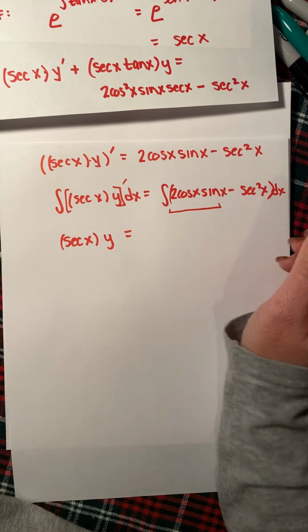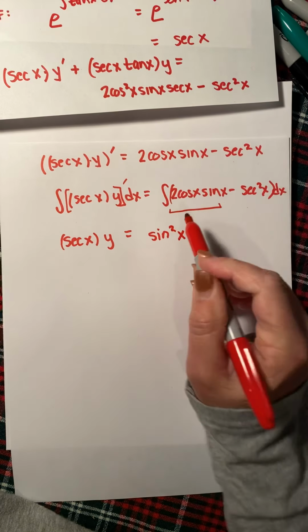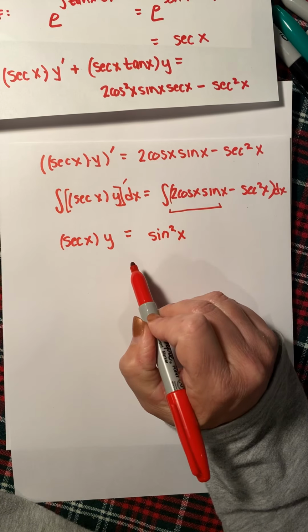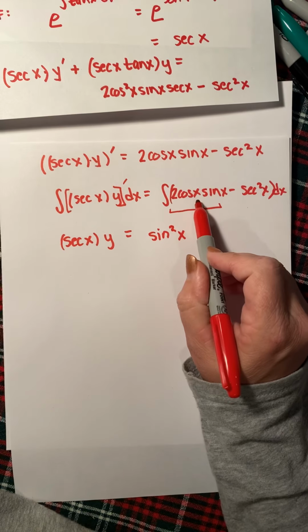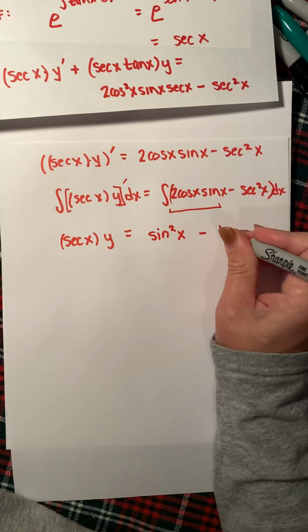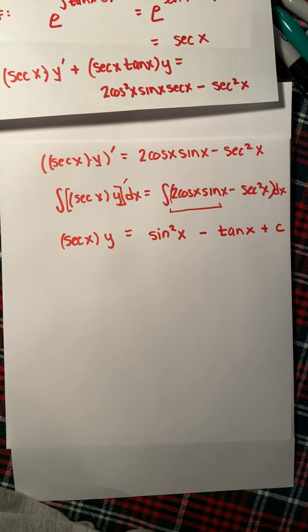Well, I'm going to tell you that it's just the sine squared, because the derivative of the sine squared is where we bring the 2 out front and leave what's inside alone, then take the derivative of what's inside. So you can use u substitution here. And then the antiderivative of the secant squared is the tangent, plus my arbitrary constant. So we have the secant of x times the unknown function y equals sine squared of x minus the tangent of x plus c.